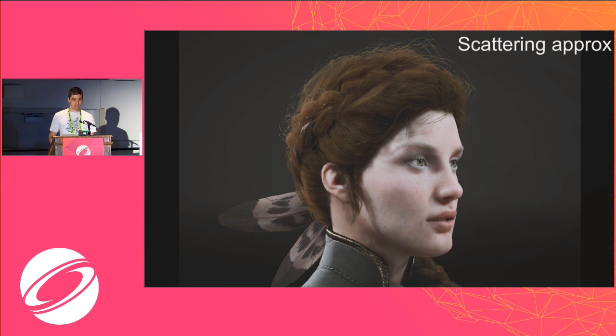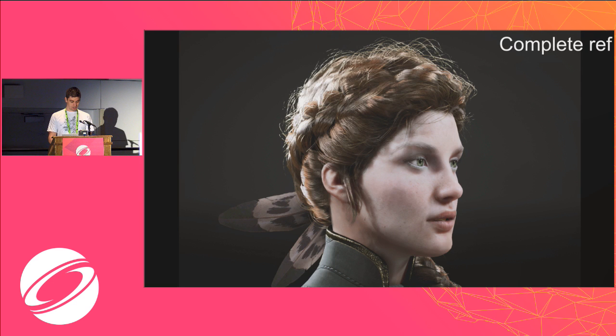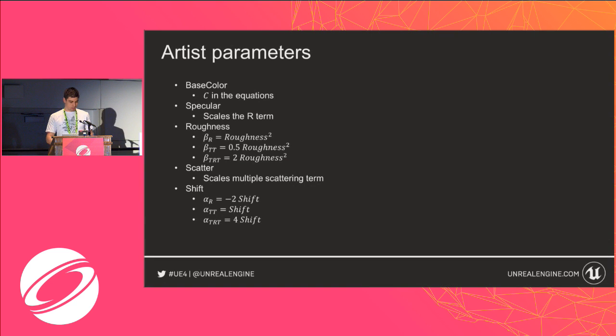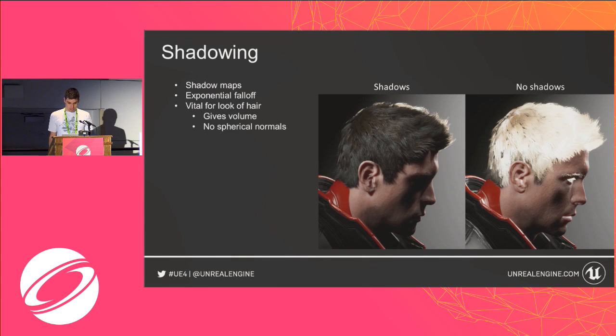So this is a look at what our scattering approximation looks like. For this case, I don't have the reference to compare it against. It's just this. So here is the complete model now with scattering combined in. And here is the complete approximation. Here are the artist parameters that we end up tuning, the values within these formulas. Running a little low on time here, so I'll skip forward some.